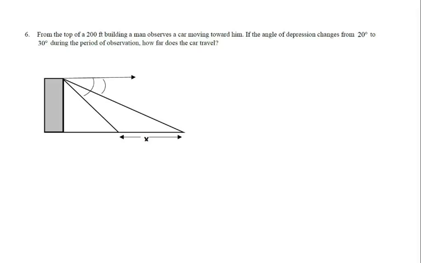So for example 6, we have a man at the top of a 200-foot building observing a car moving towards him. So what that means, at this first point on the ground, furthest away from the building, we have a car. So I'm going to draw a little car here. And the car's moving towards him. And the goal of this problem is to find out how far the car travels. And there's 2 ways I can think to show how to do this. One of them is going to involve all right triangle stuff, and the other one's going to involve some of our non-right triangle trig, and you'll see that in a second.